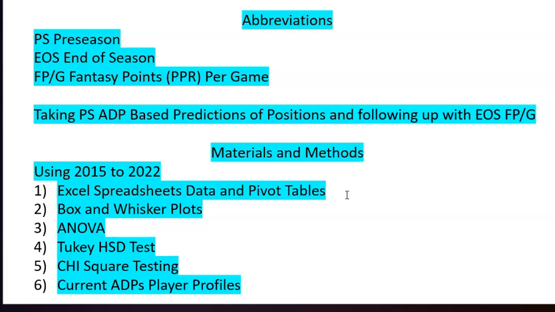Methods: 2015 to 22, I have a spreadsheet, use pivot tables, box and whisker plots. If there's any difference, then I use the ANOVA. Then to tease out the treatment group differences, I use the Tukey HSD test. I do chi-square one time in this whole series. And then I try to apply it to what's happening in current ADPs, at least using FFPC as their ADP, to give us a look at an application of what's going on.